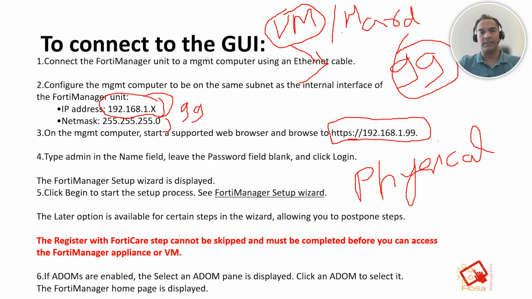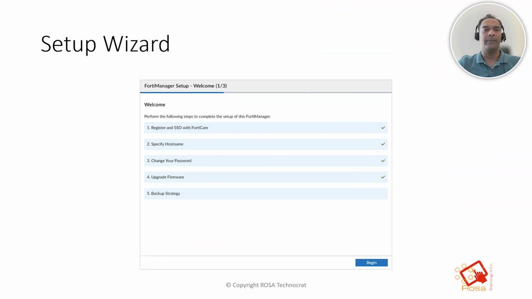So let's access the appliance. Once you establish a connection to FortiManager, this is the initial setup wizard that you are going to get. What you need is, as I told you, to register with the SSO. That means your credentials or the license file. That will be the first step for the initial setup.